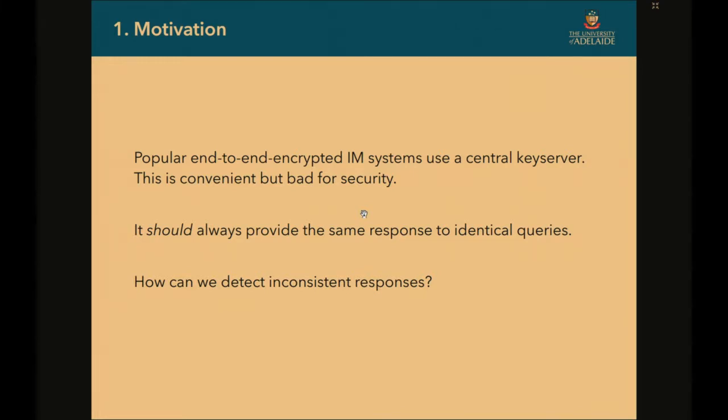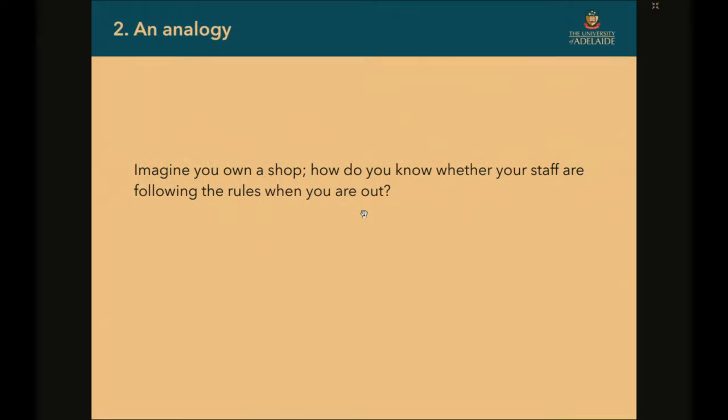So what I'm interested in is, can we then audit the key servers? Can we audit these central servers so that they become trustworthy in some sense? Because if I've put my public key into the Signal key server, it should always be responding the same way if someone asks for my key. So the question is, how can we detect this kind of inconsistent response?